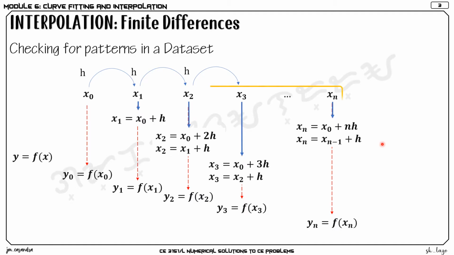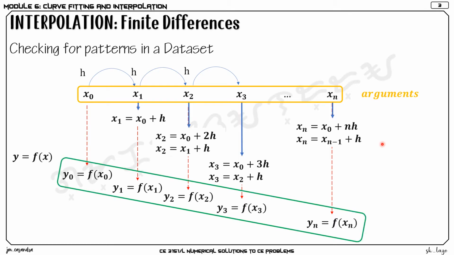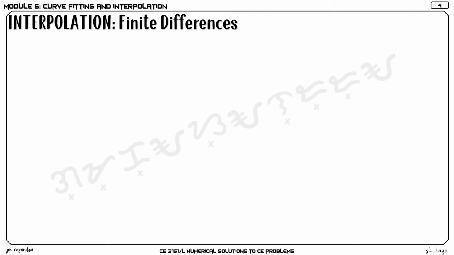So for finite differences, the values of x is considered as our input or our argument, and the values of y, which is the result as a function of the x, is what we call our entries. As we have said in our introduction, finite differences can be determined in two ways. So let's start off first with the forward difference.